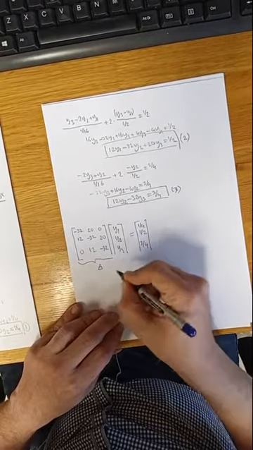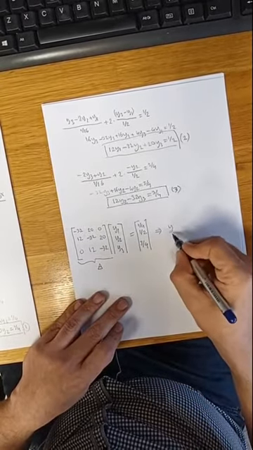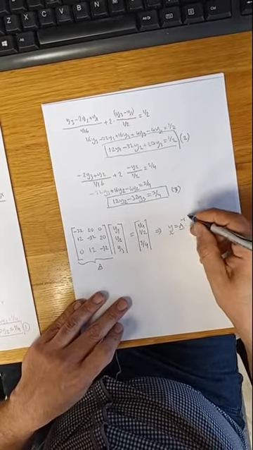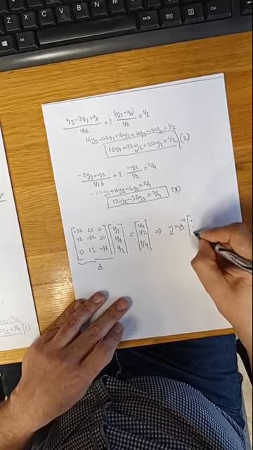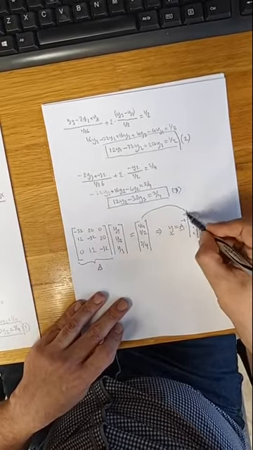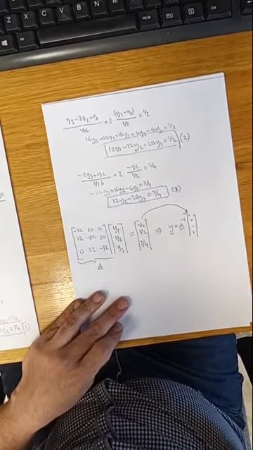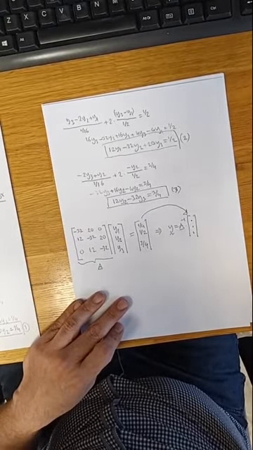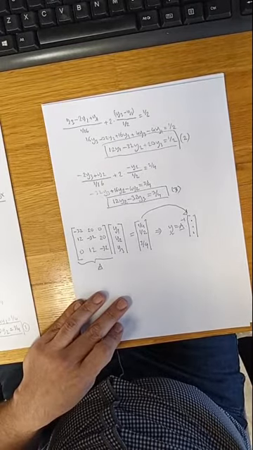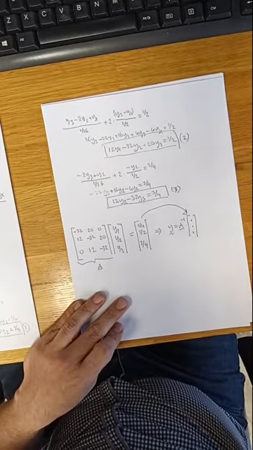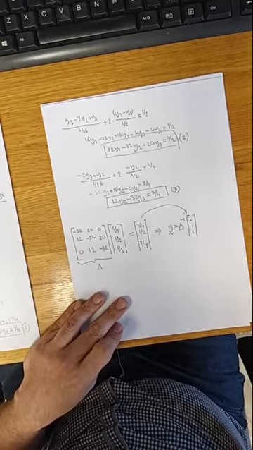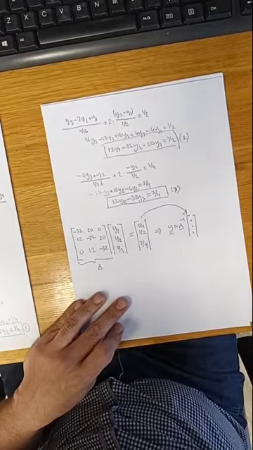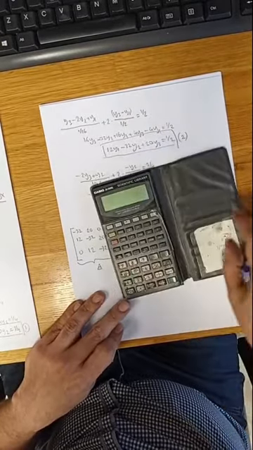Now the next step is solving this set of equations, maybe by calling this the A matrix. What does it mean? The Y vector will be equal to the inverse of the A matrix times this vector. Or how can I solve these three equations? By using the methods you learned in high school, or you can use Gauss elimination, or you can use MATLAB, or you can use your hand calculators. On hand calculators it's very easy to use.